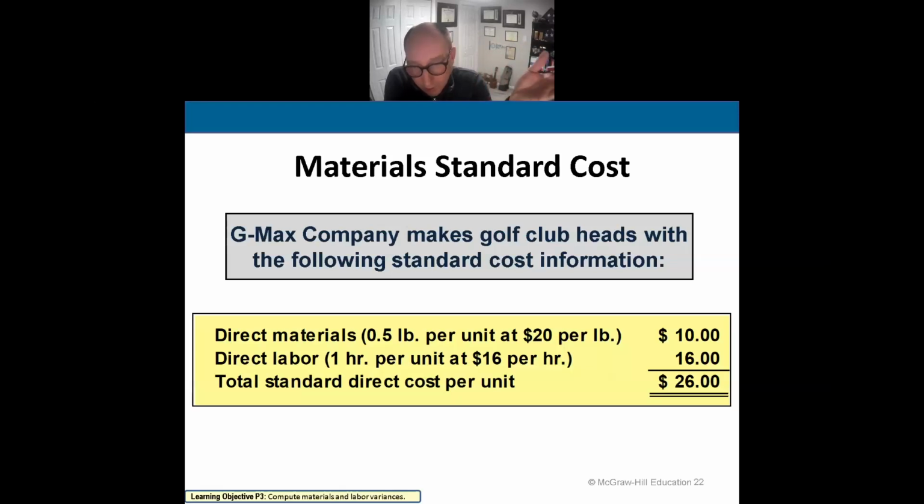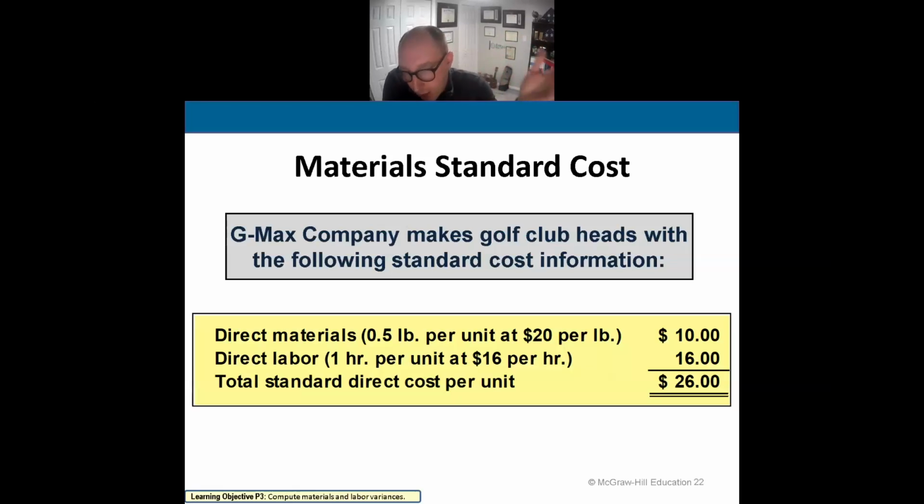We have materials and labor. Direct materials: it takes us half a pound of aluminum, $20 per pound. Half a pound at $20 per pound is $10. That's my standard price for materials, $10 per golf club, my normal price.